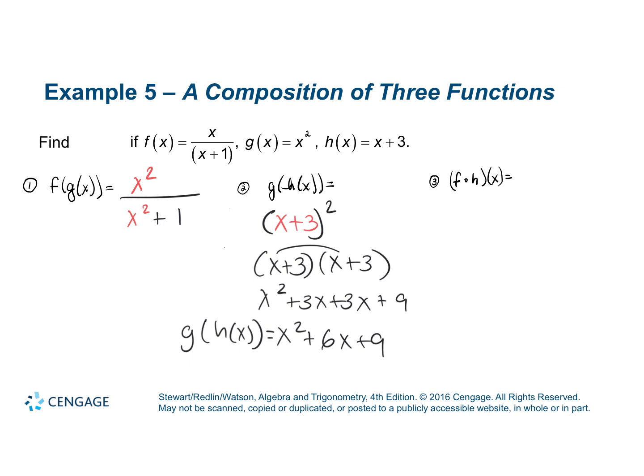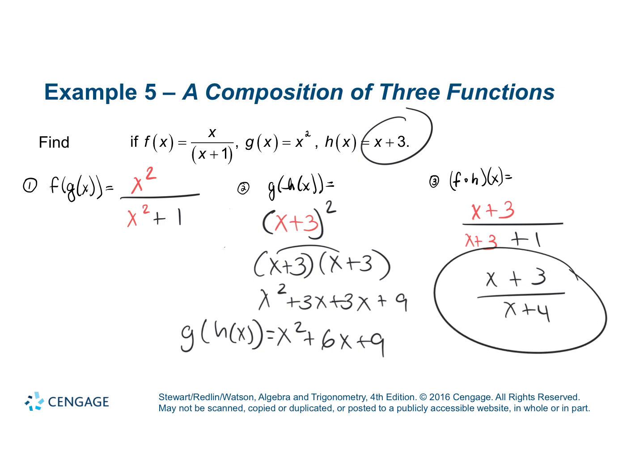And then we also have h into f. So it's going to be every time there's an x, we're going to plug in x plus 3. So it's going to be x plus 3 over x plus 3 plus 1. So we can simplify this into x plus 3 over x plus 4. And that will be your solution for number 3.